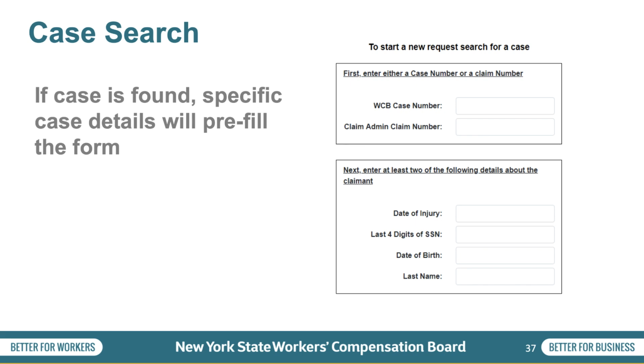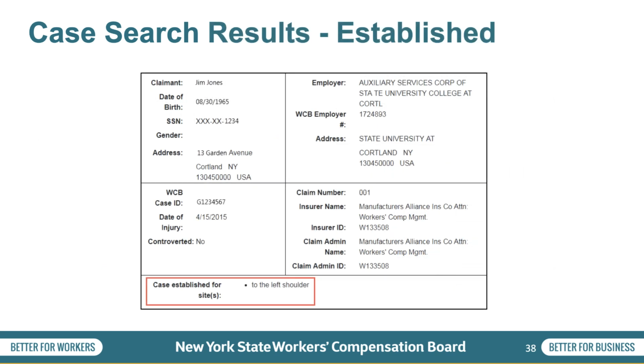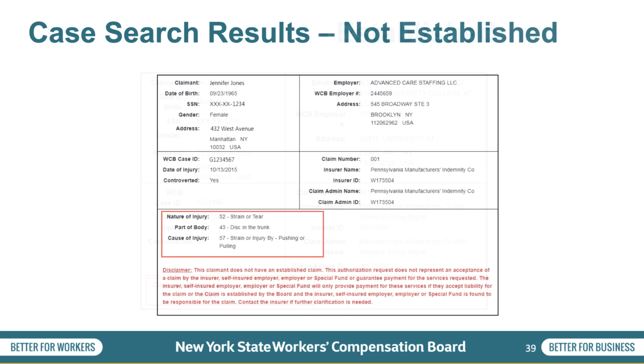To perform a case search, the provider must enter the Workers' Compensation Board case number or the payer's claim number and at least 2 of the following: the date of the injury, the last 4 digits of the injured worker's Social Security number, the injured worker's date of birth, the injured worker's last name. Details of the searched case are then displayed. If the case has been established, the body part for which it has been established will be displayed. If the case has not been established, information about the injury will be shown in the details, including the nature of the injury, the part of the body, the cause of the injury, and an injury description.